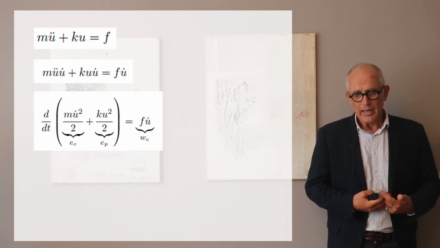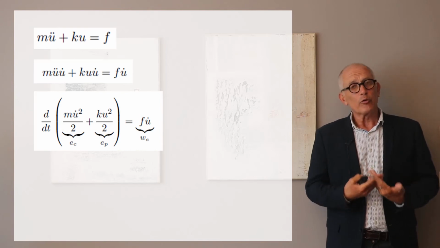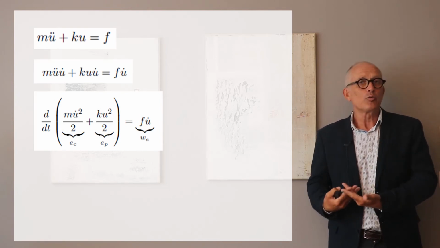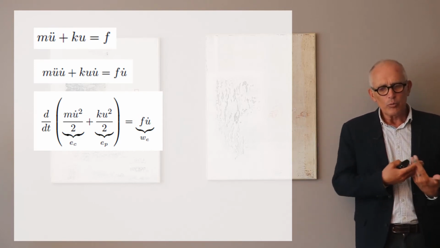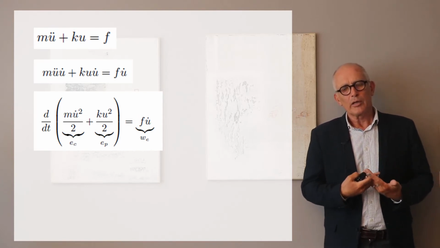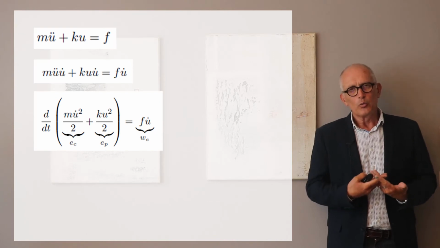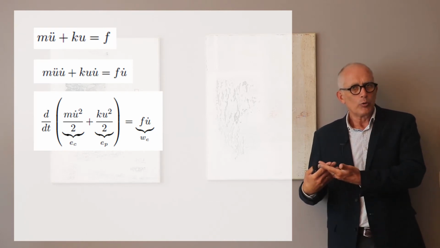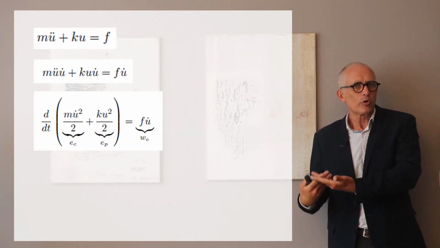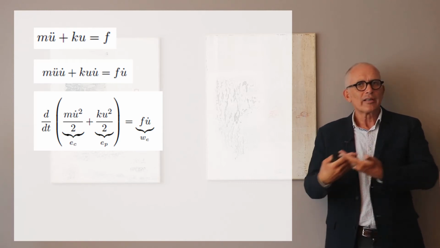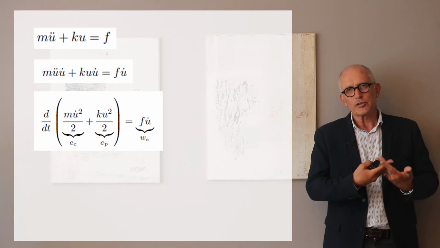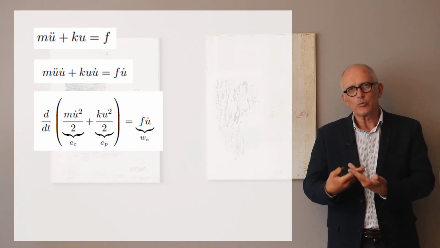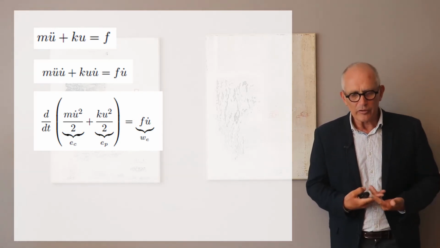the spring. Well, the derivative of the sum of these two terms is equal to the power provided by the external force. And so we have a power balance in this equation, which says that the power provided by the external force is just there to produce the variation of kinetic plus potential energy in the system.